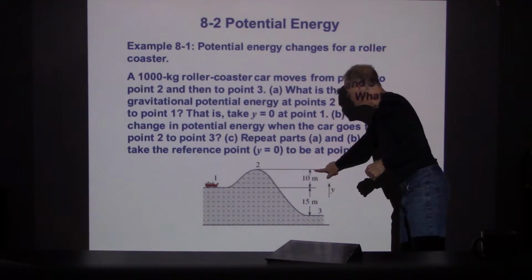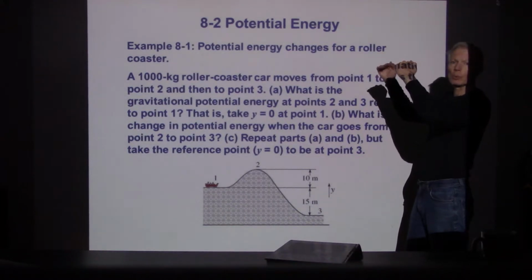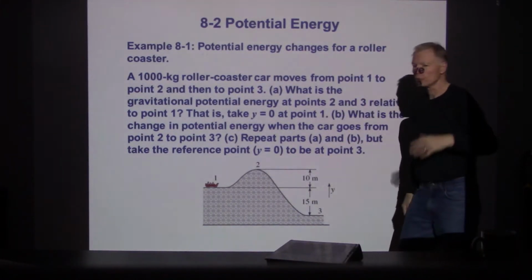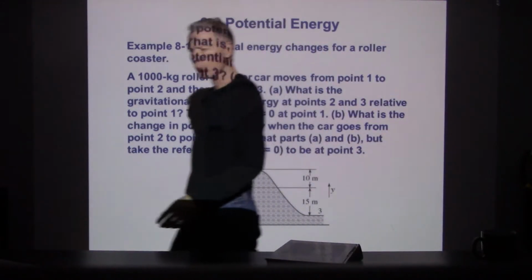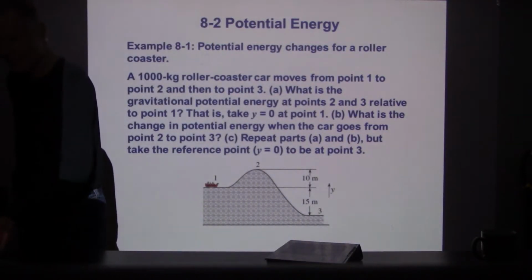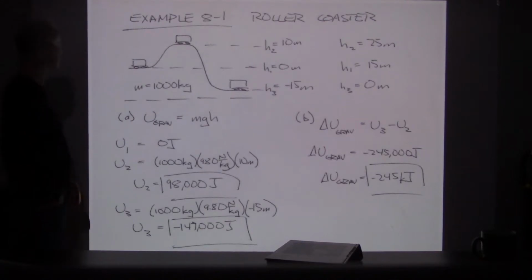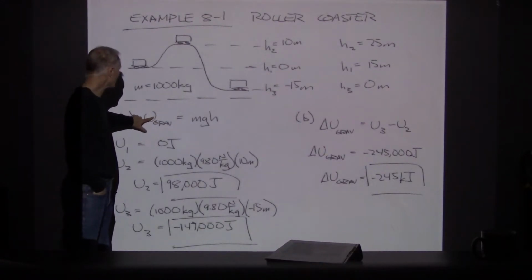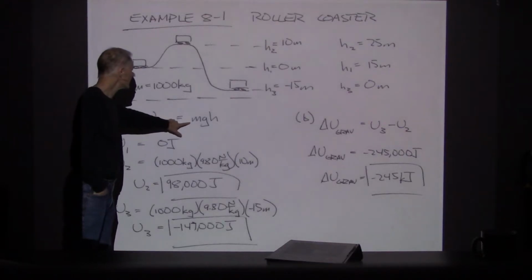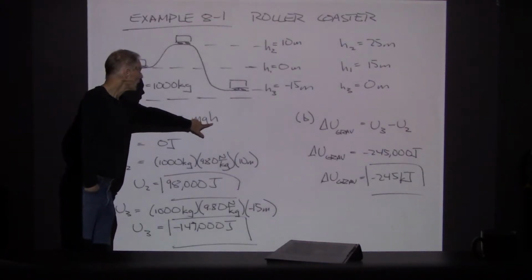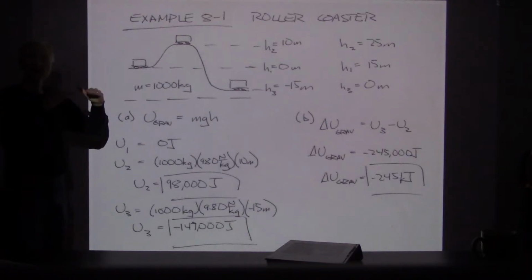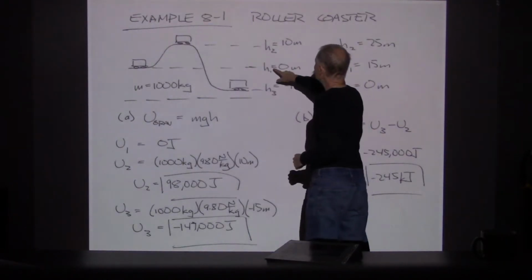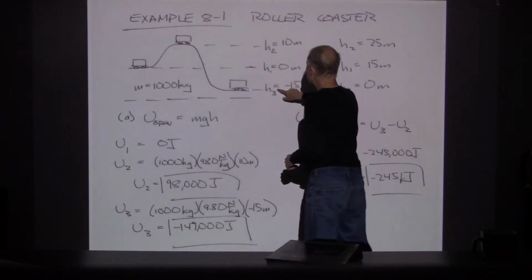That means that point 2 is going to be in the positive region, and point 3 will be in a negative region. So let's take a look and see how this works. All we really need for this is the formula that we've derived showing that the gravitational potential energy is mgh, and that it just depends on elevations. So let's write down what the elevations would be at these different locations.